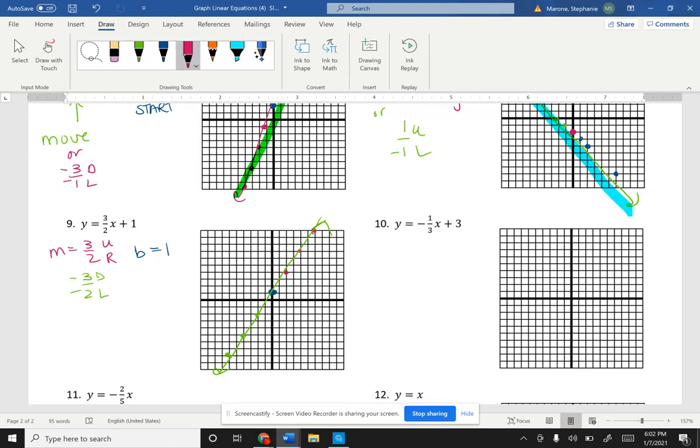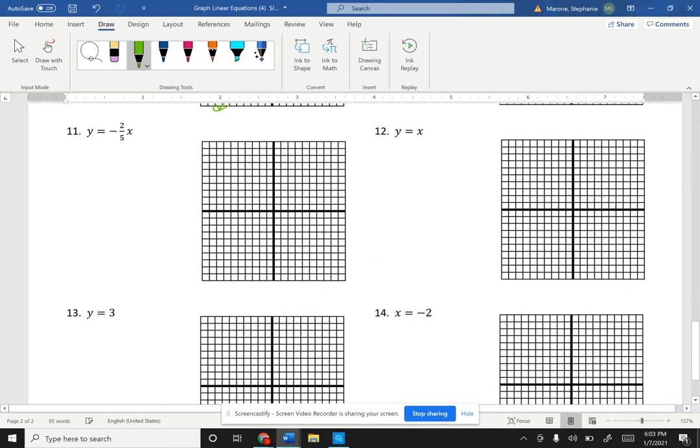Again, 10. The slope is negative 1/3. The negative is either on the top or on the bottom. So down and to the right is the same thing as up and to the left. The y-intercept is positive 3. So with the negative 1 over 3, down 1 to the right 3 is over here, or up 1 and to the left 3 is up here. And that's our line.